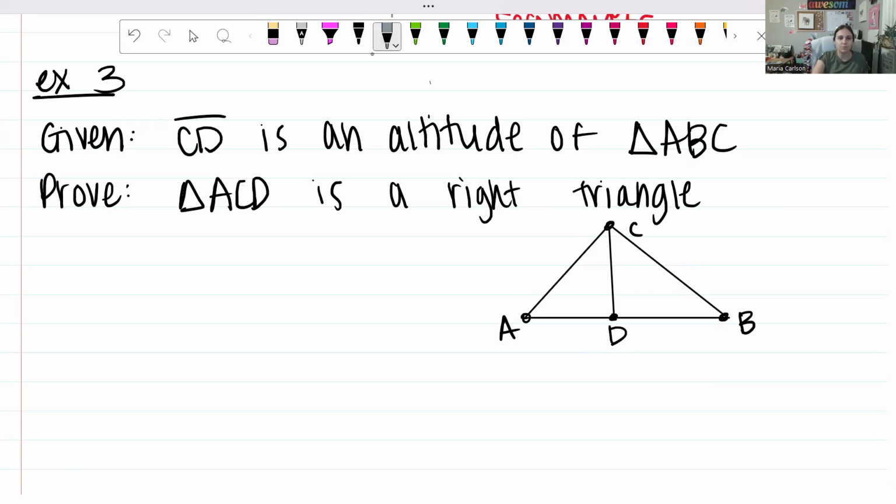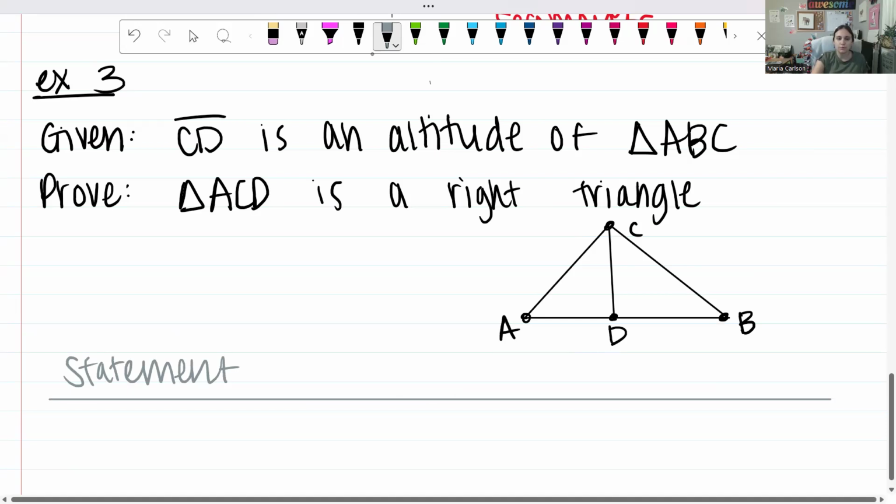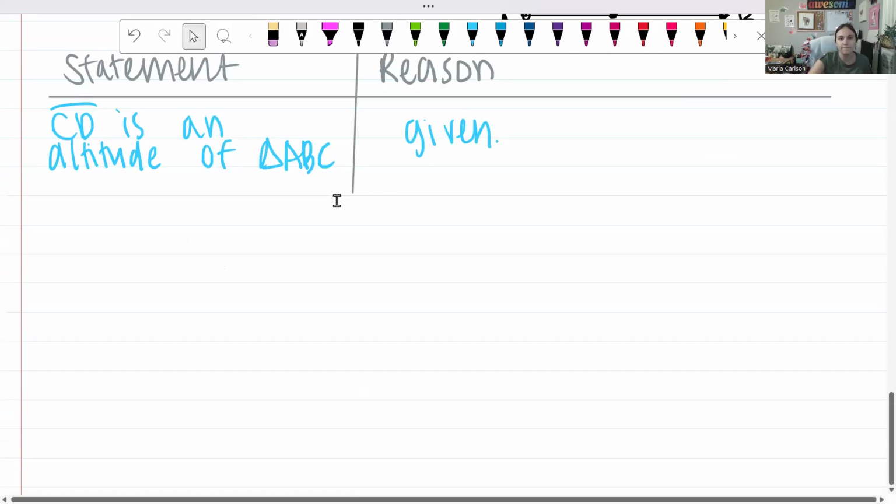Okay, let's start our proof. Remember, we're always going to start with what we know. So my proof, I'm going to begin with the fact that CD, segment CD, is an altitude of triangle ABC. And that's given. Okay. Now, where can I go from here?